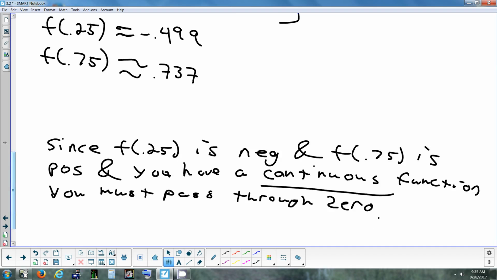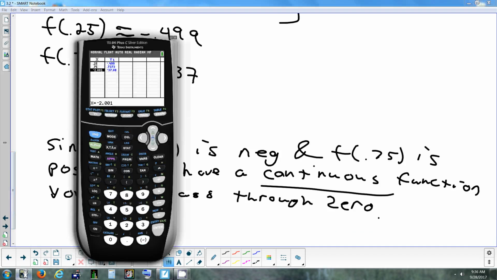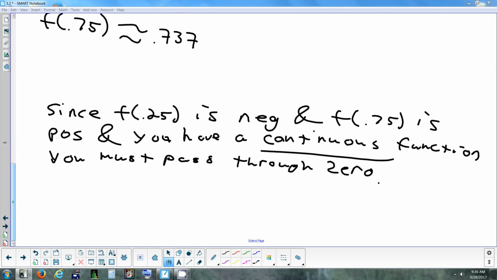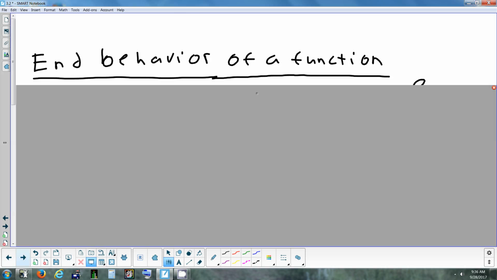So any question on what we just did? Yeah? The table on my calculator won't let me put in anything for X. It just has a list of them that are already there. So go to second, table setup, and put your independent on ask, and keep your dependent on auto. Oh, okay. And that'll work. Okay. Any other questions on that?